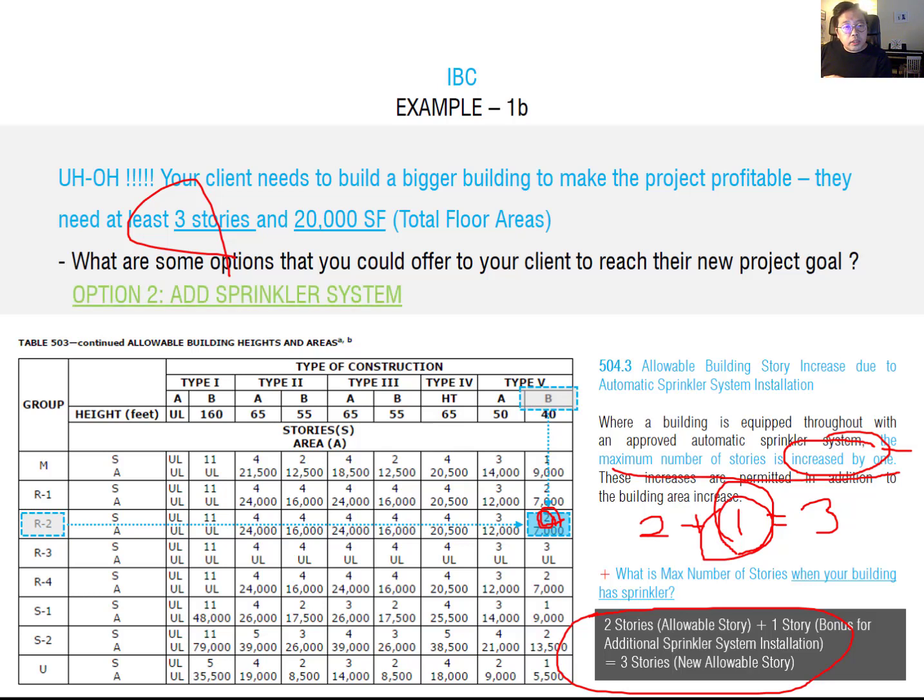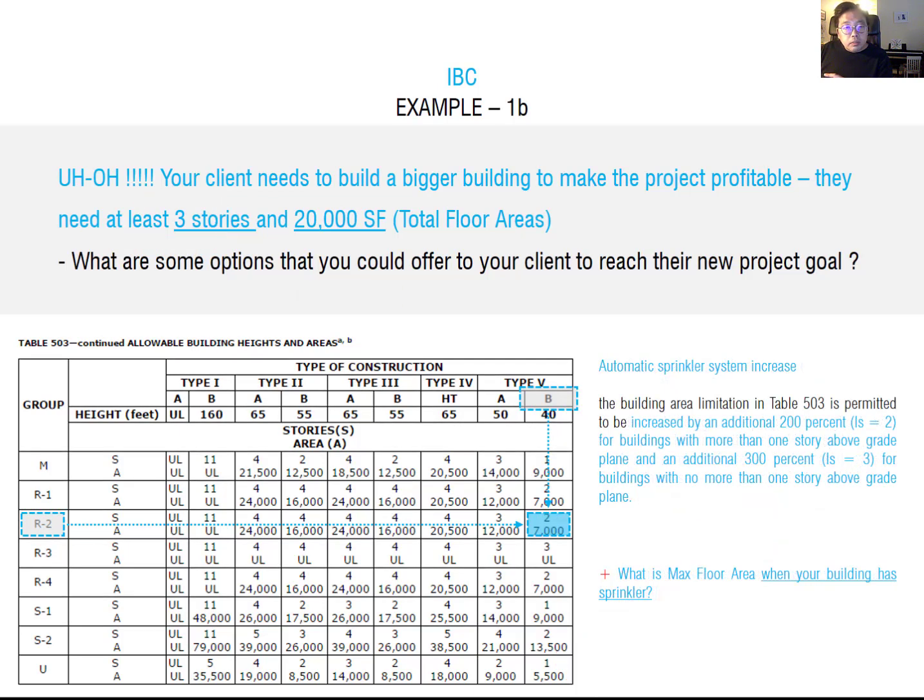Okay, and next one you can see the floor area. So you can see in the IBC Chapter 5, it mentions an increase by an additional 200% for buildings of more than 1 story, which is more than a 2-story building. Single story, it is 300%. So a non-sprinkler building you can build up to 7,000, right? But you have to know very carefully about this word additional. It's not simply times 2. It's not this way. Okay?